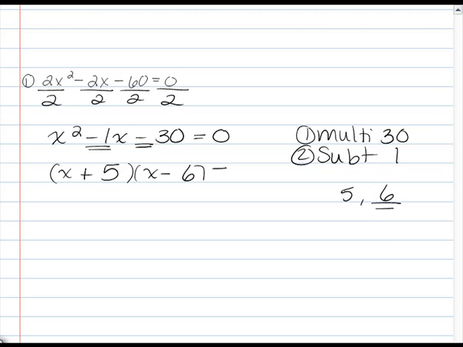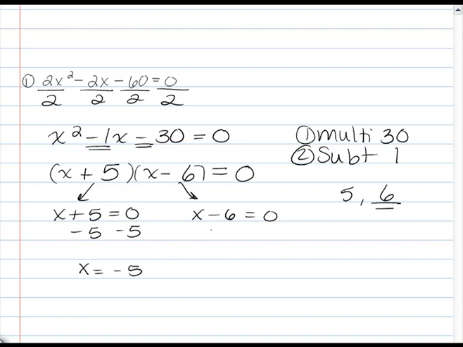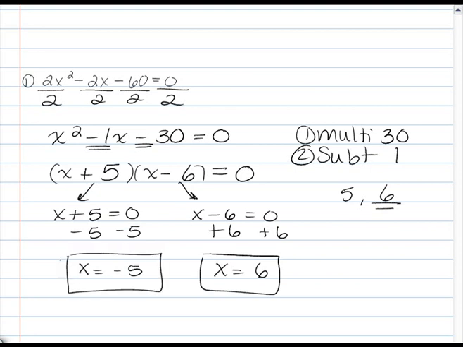Okay, and remember it's equal to 0, so that's not the end of this problem. We still have one more step, and we have to split this up. We have to say x plus 5 is equal to 0, and x minus 6 is equal to 0. So we're going to subtract 5 from our first equation and get x equals negative 5, and we're going to add the 6 to our second equation and get x equals 6. And so our two answers are negative 5 and 6.